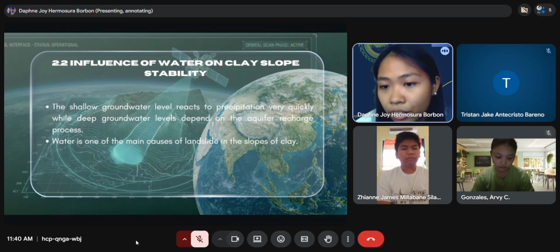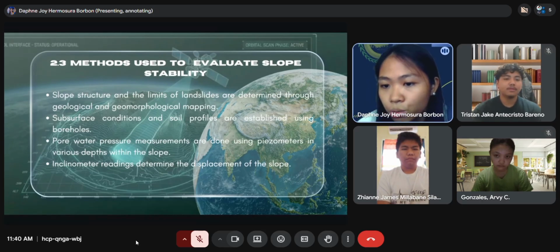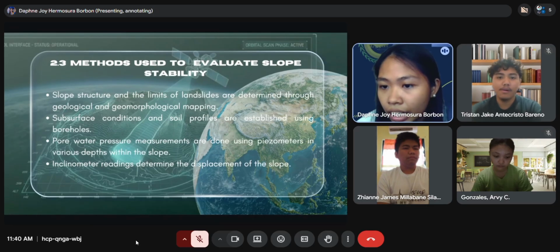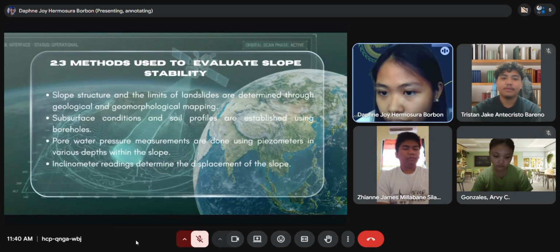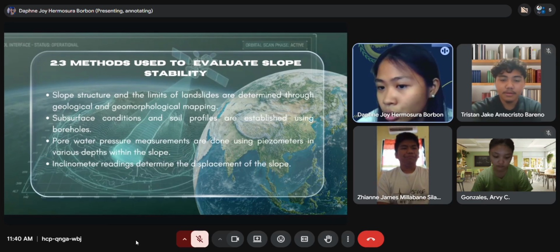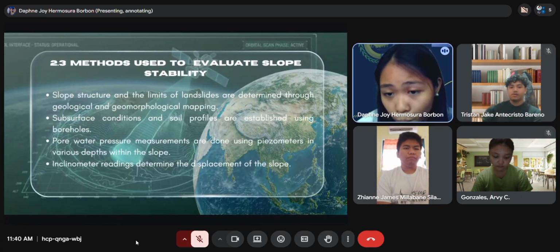Due to these combined effects, water is considered one of the most dominant and continuous triggering factors of landslides in clay dominated slopes. Next, we have 2.3, the methods used to evaluate slope stability. To evaluate slope stability in the Fontana Monte case study, the researchers used an integrated approach combining geological, geotechnical, and numerical methods to ensure a complete understanding of slope behavior.